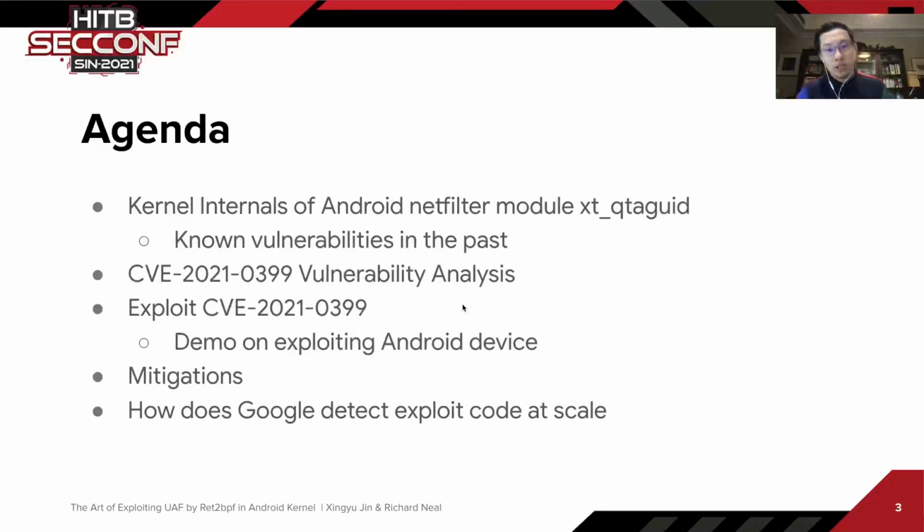Here's our agenda. We will introduce the internals of the affected kernel module in the Android common kernel, including the past vulnerabilities, and then analyze the use-after-free bug CVE-2021-0399. We will later talk about how to exploit the vulnerability on a modern Android device, including a video demo. Richard will talk about Android kernel mitigations and how Google detects exploit code at scale by various approaches.